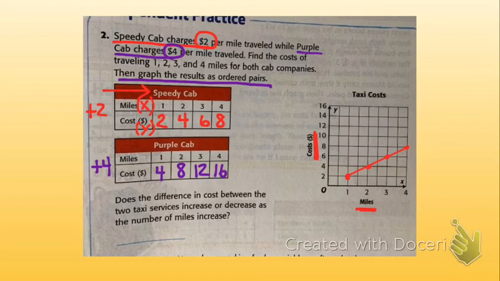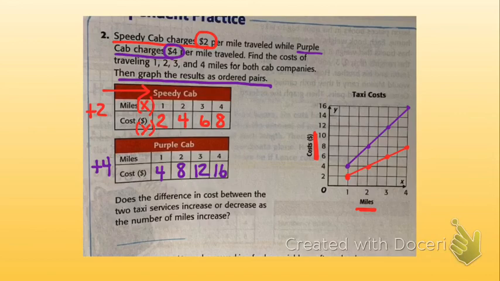So now it's 1, 4, make a point, and then 2, 8, so 2 up to 8, and then 3 up to 12, and the final point is 4, and then up to 16, the very top. And again, let's make a line that goes through all of those points. And it should be a nice straight line. So you can see those two graphs next to one another.